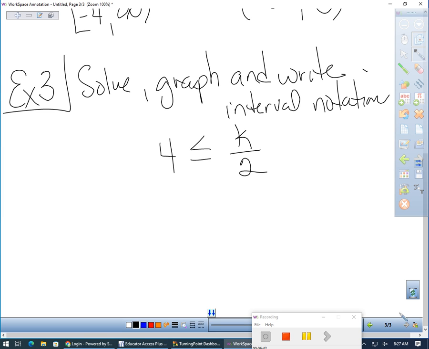I'm trying to get k by itself, right? So I need to get rid of the 2 that's on the bottom, or the fraction, which means I'm going to multiply both sides by what? Good. We're going to times both sides by 2. On this side, 2 times 4 is 8. I have less than or equal to. On this side, the 2's cancel. I have k. But my variable's not on the left. So we got to flip it, exactly.